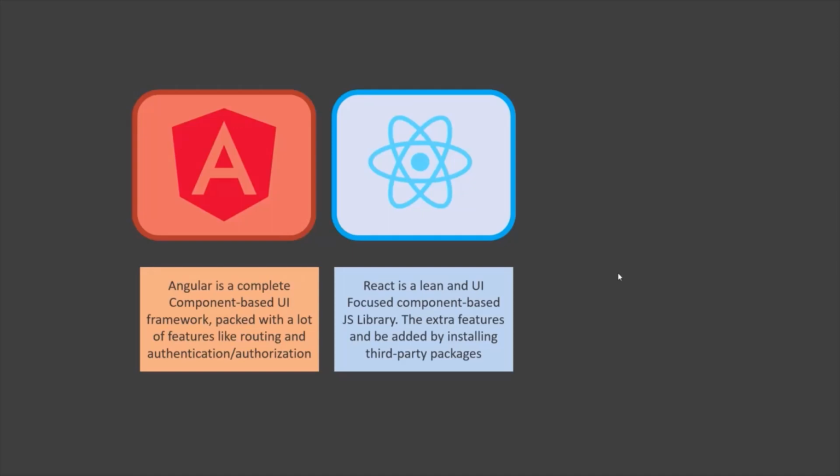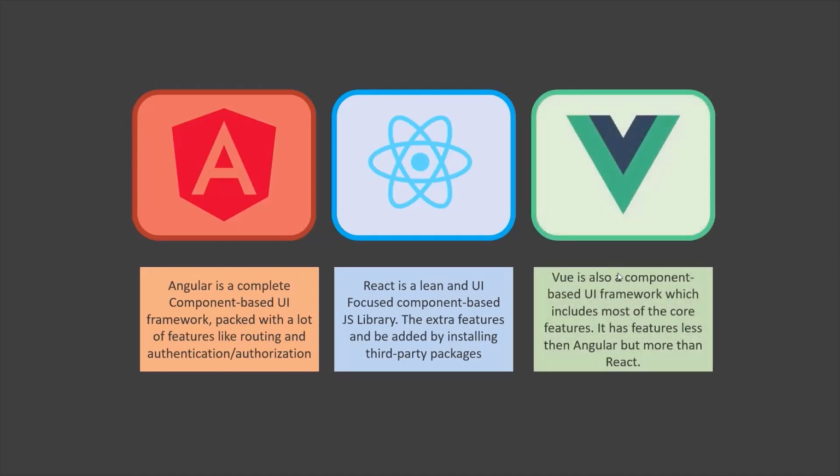Then we also have another very popular alternative to React, and that is Vue.js. Vue.js is a kind of mixture of Angular and React. You can say that Vue.js is somewhere between Angular and React. Just like React and Angular, Vue.js is also a complete component-based UI framework, and it also includes a lot of features. But it includes fewer features than Angular and more than React. For example, Vue.js includes core features like routing.